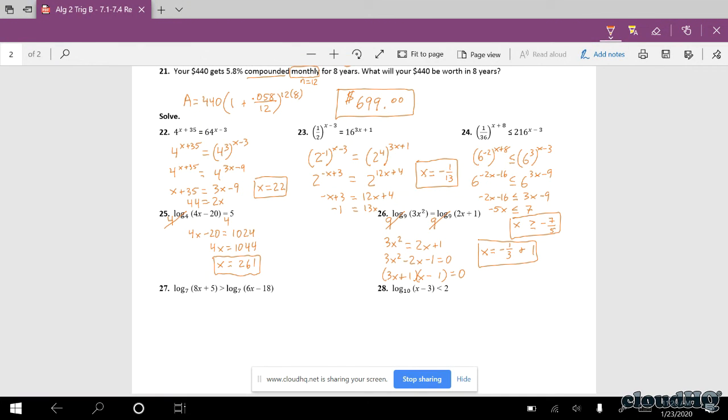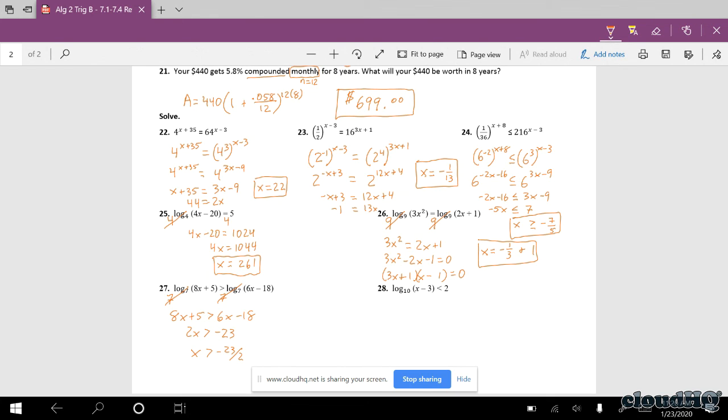Okay, number 27, an inequality. I'm going to exponentiate. The base of 7 eliminates both logs at the same time. So 8x plus 5 is greater than 6x minus 18. Subtract 6x from both sides. Subtract 5 from both sides. Divide by 2. It gives me x is greater than negative 23/2.